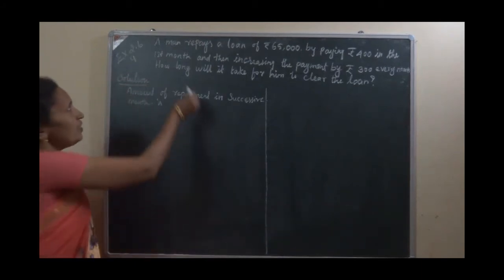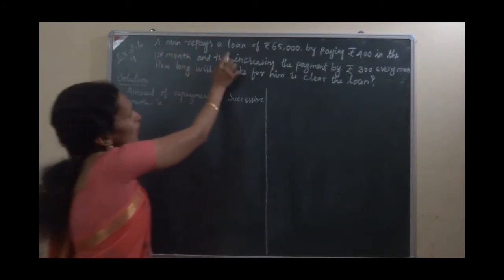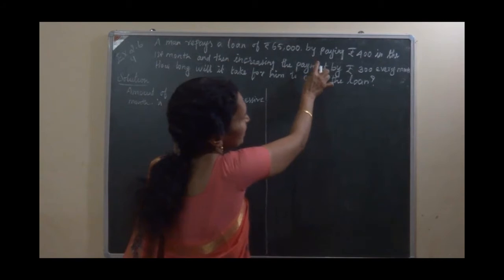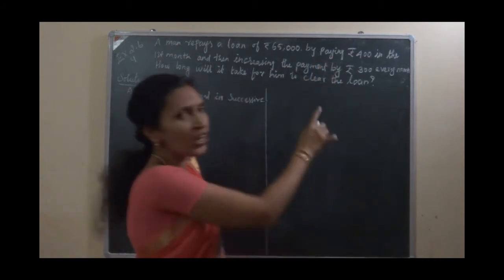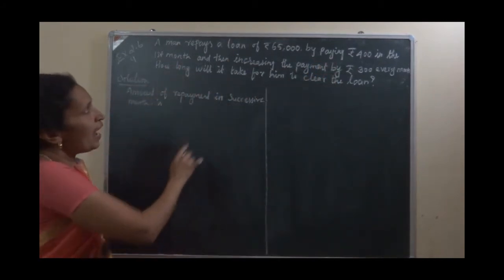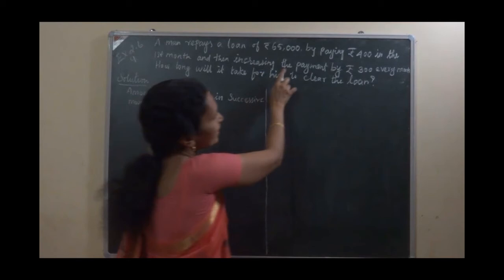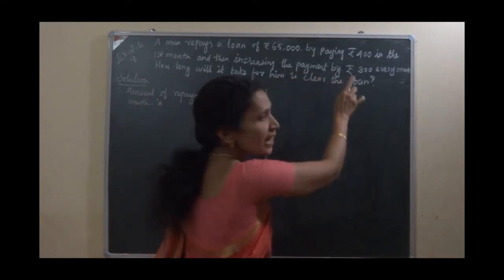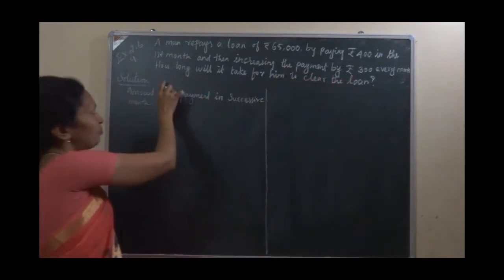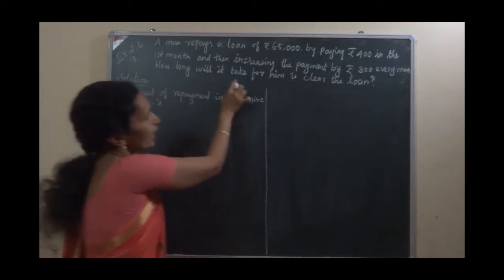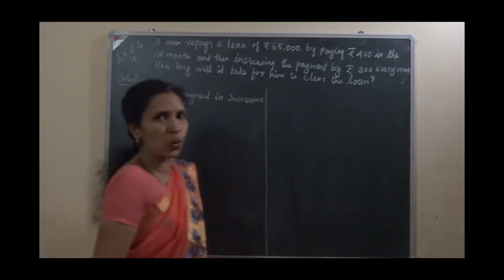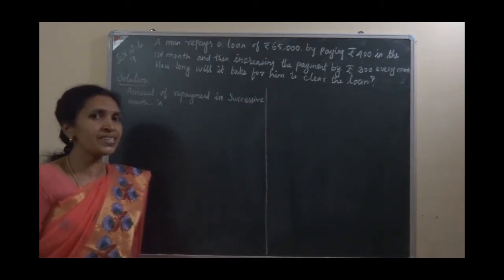Read the question. A man repays a loan of rupees 65,000 by paying rupees 400 in the first month and then increasing the payment by rupees 300 every month. How long will it take for him to clear the loan? That's the question. Do you understand the question?